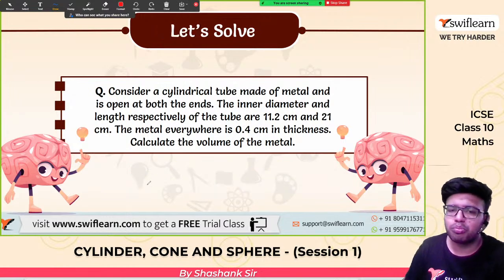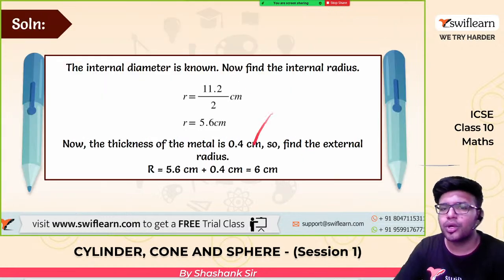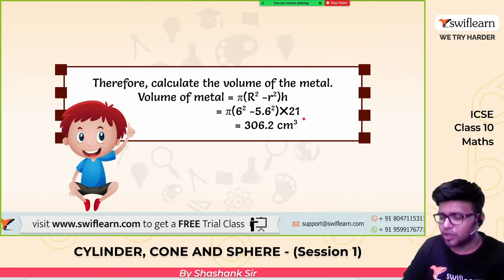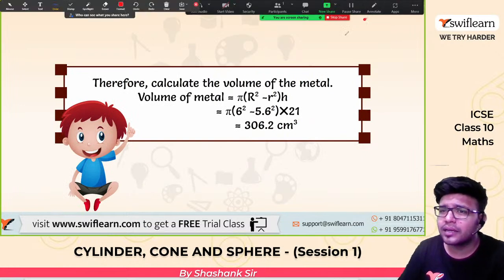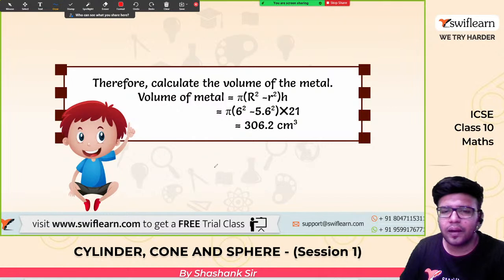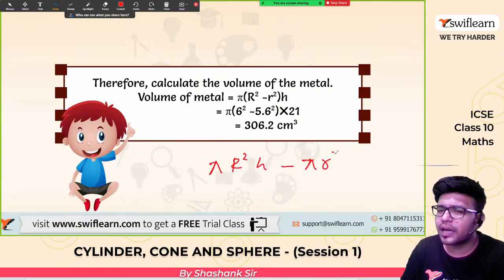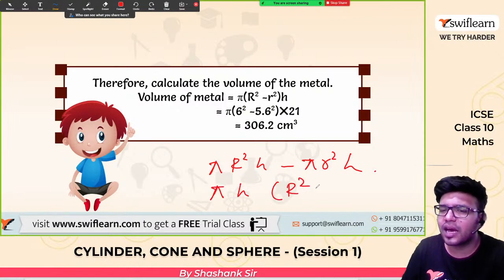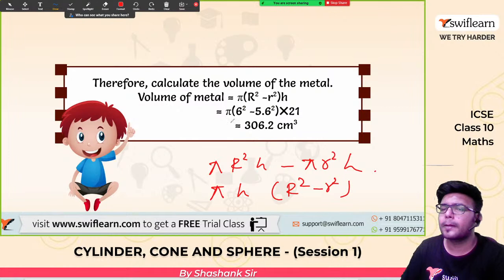Okay, so pi r square into h minus pi r square into h. That will give you the volume. See, this outer radius is this, inner radius is this. So use the formula pi r square into h minus pi r square into h. Now take pi and h common, we have r square minus r square.